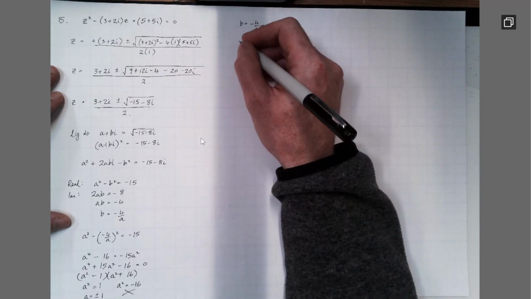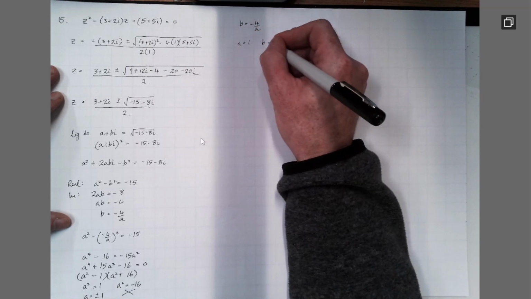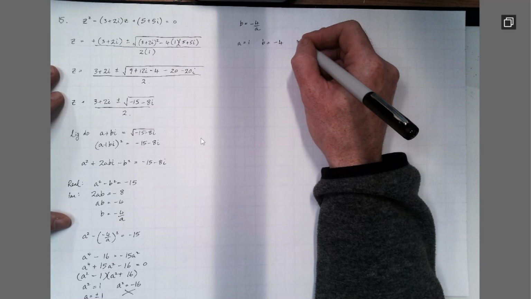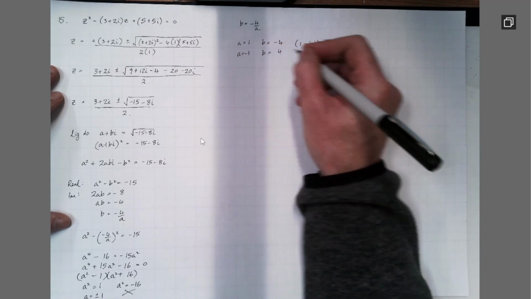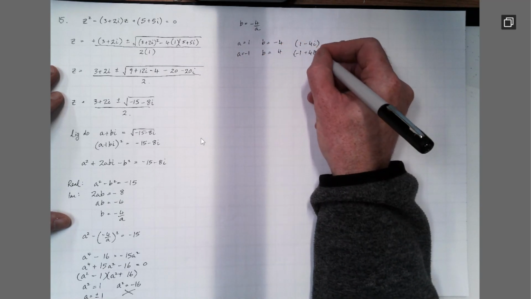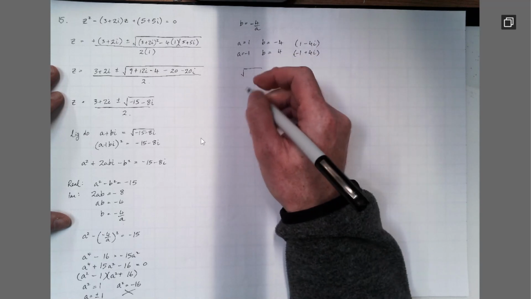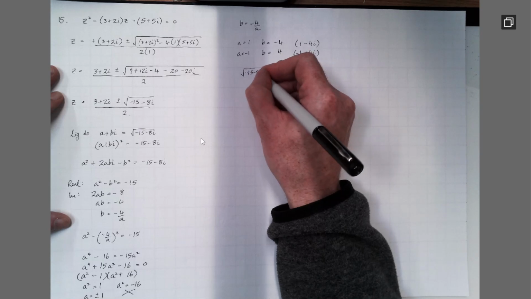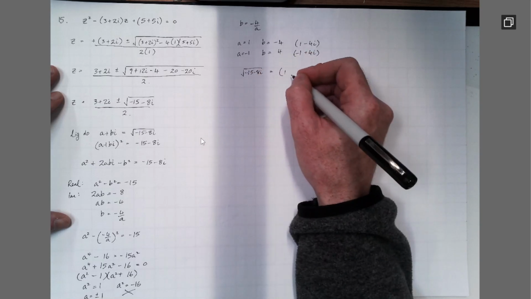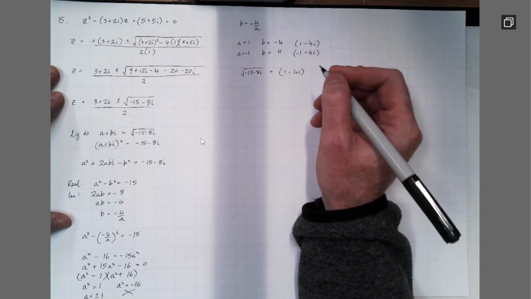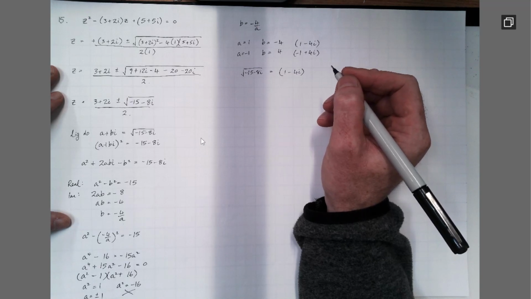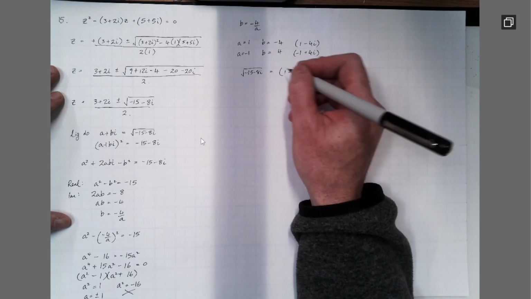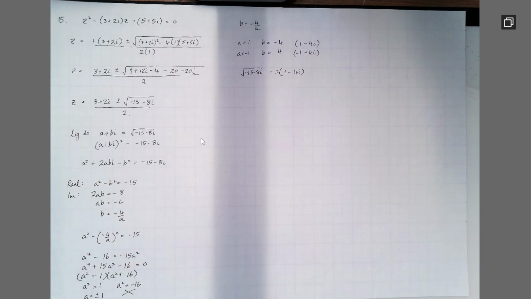So when a equals 1, b equals minus 4. So here we have 1 minus 4i. And when a equals minus 1, b equals 4, so minus 1 plus 4i. So the square root of minus 15 minus 8i is plus or minus (1 minus 4i).